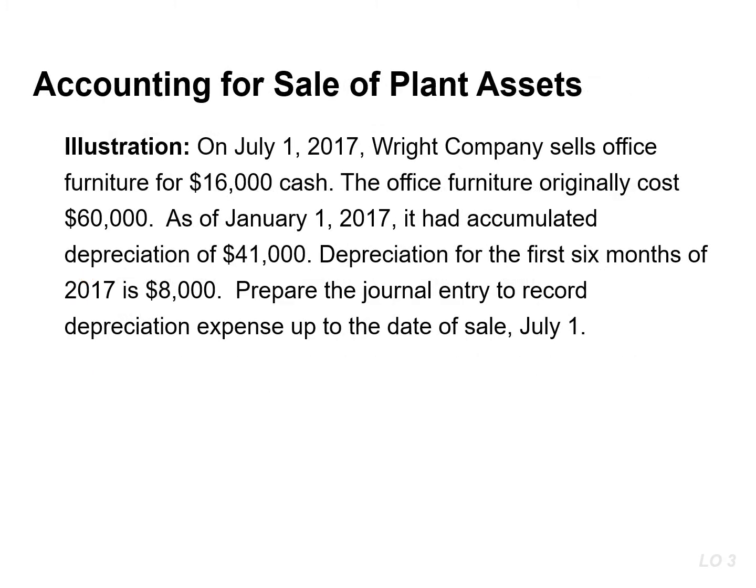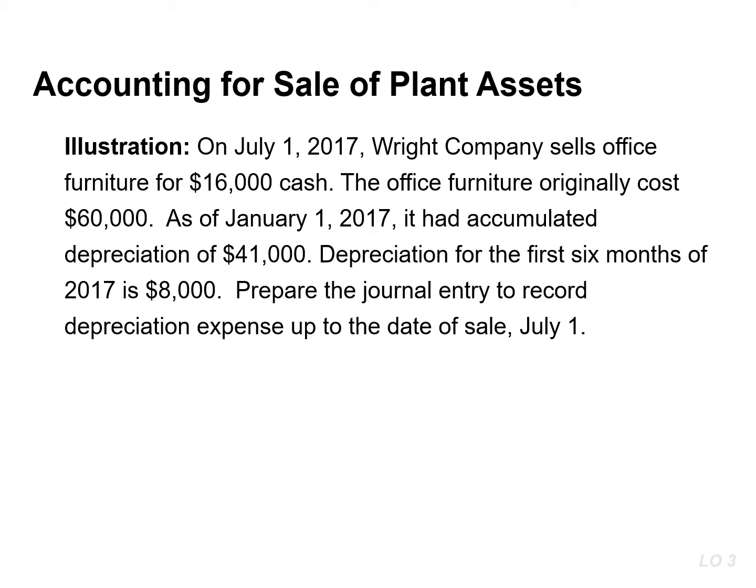To illustrate a gain on the sale of a plant asset, let's assume that on July 1st, Wright Company sells office furniture for $16,000 in cash. The office furniture originally cost $60,000 and as of January 1st had accumulated depreciation of $41,000. Depreciation for the first 6 months of 2017 is $8,000. First, we need to prepare the journal entry to record the depreciation expense up to the date of sale, which is July 1st.